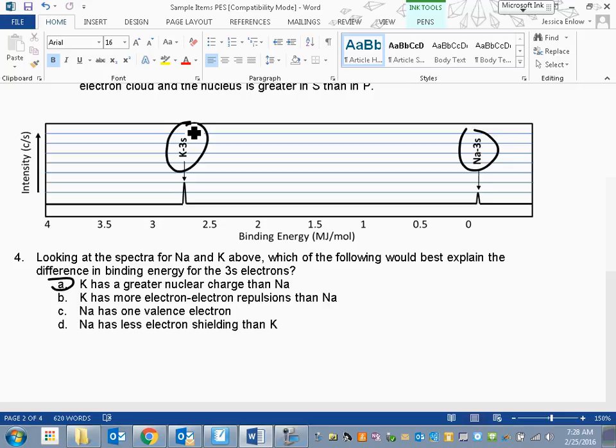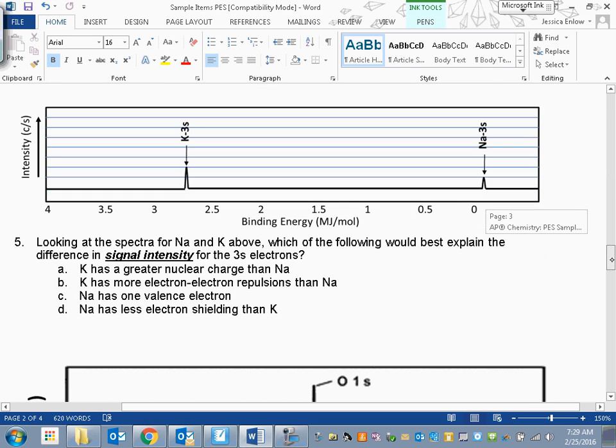Is this 4B? Oh, the question for 4B. Okay. First of all, the difference is this one has how many protons? 19 protons, and sodium has 11 protons. So that's the difference in the binding energy. This one has a higher binding energy because of the higher Z. Okay, and then 4B.